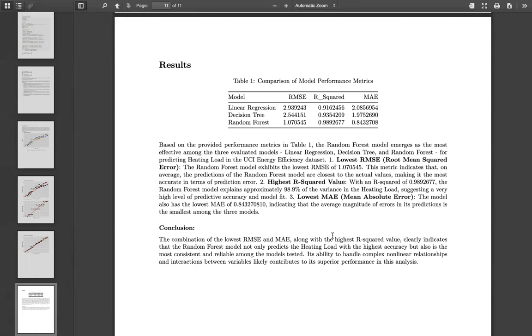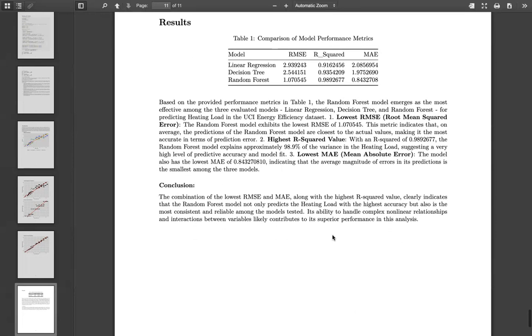Conclusively, random forest is the best model on this data set at classifying heat load for these different residential buildings.